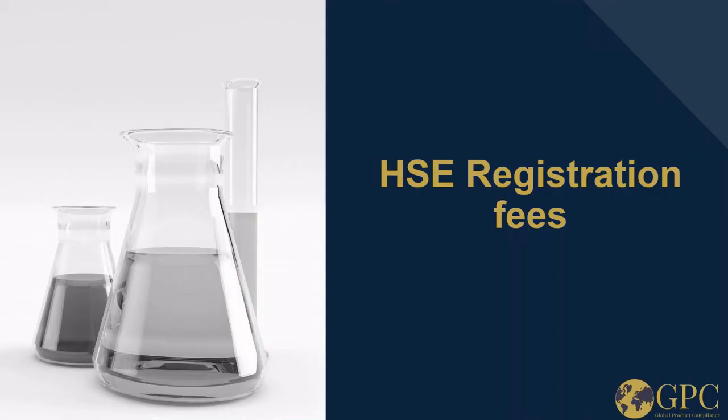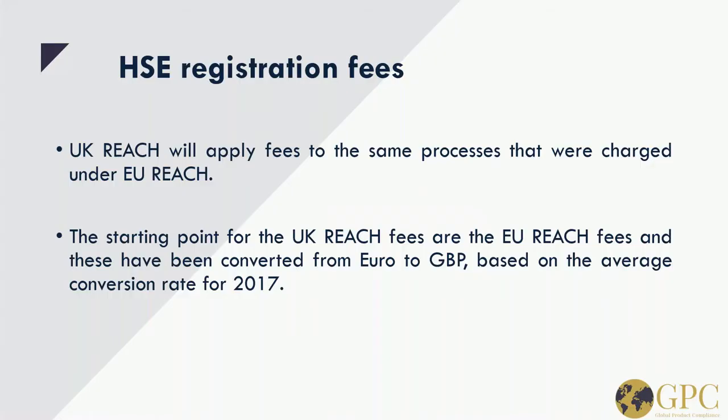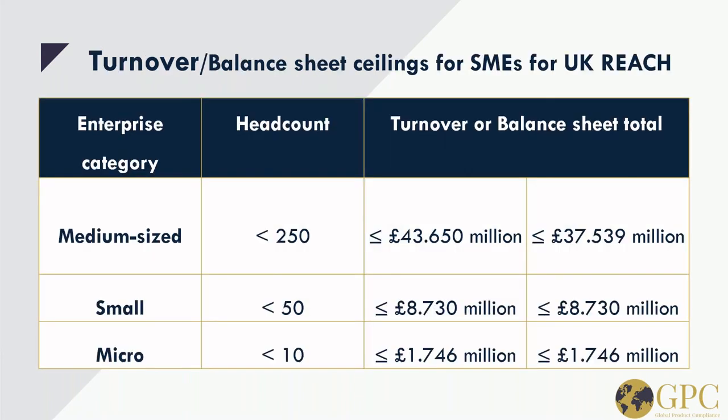And here we're going to talk about the fees. So UK REACH will apply fees to the same processes that were charged under EU REACH. However, the main difference will be that all the prices have been converted from euro to British pounds based on the average conversion rate for 2017. And an important thing here is how they categorize enterprises, because that will determine the price that you have to pay for the substance.